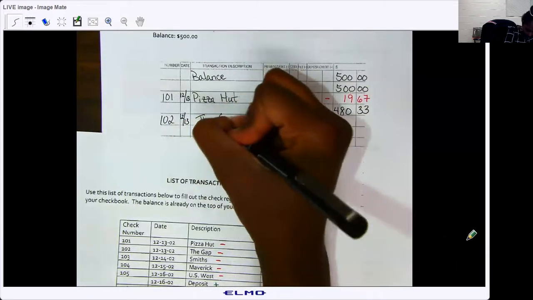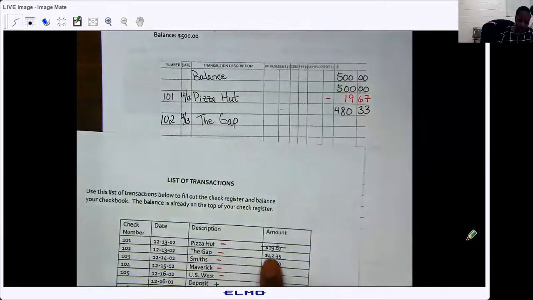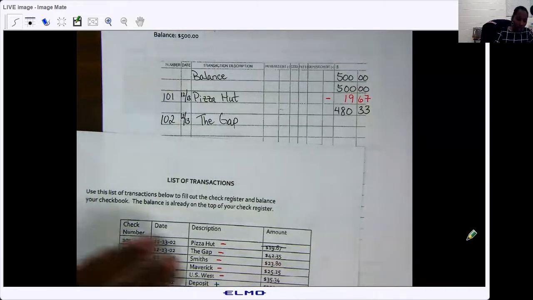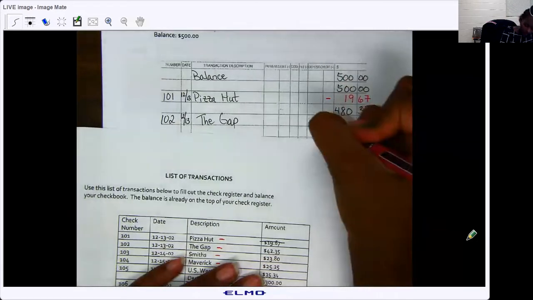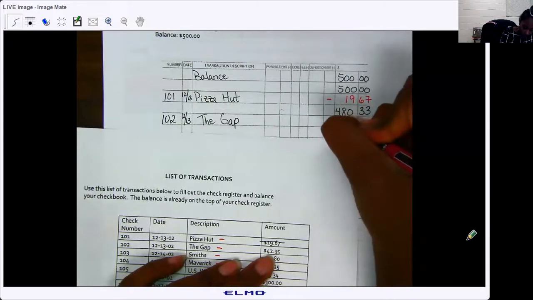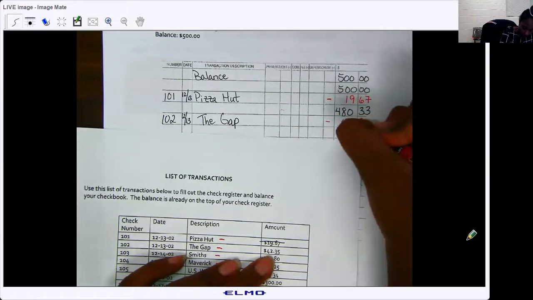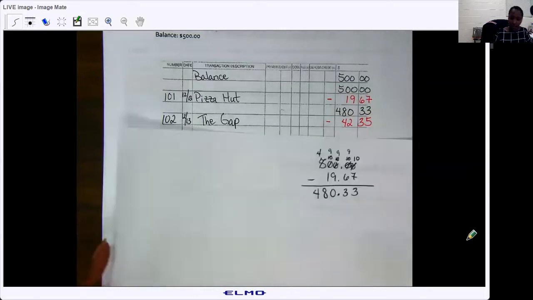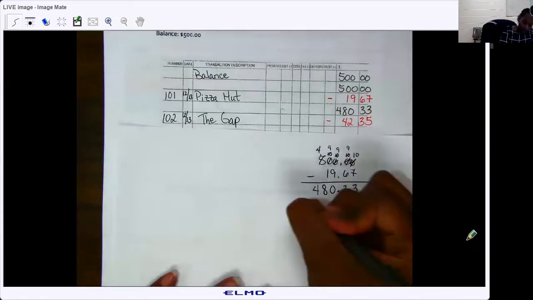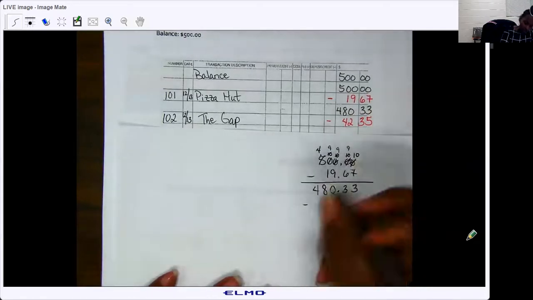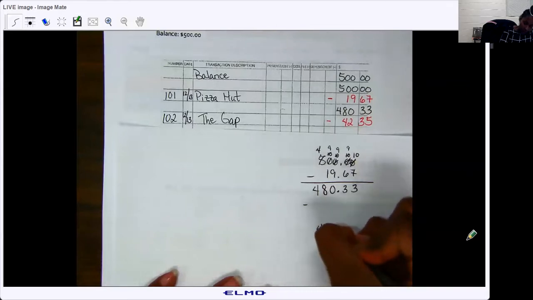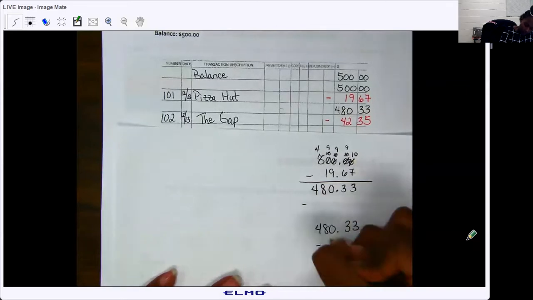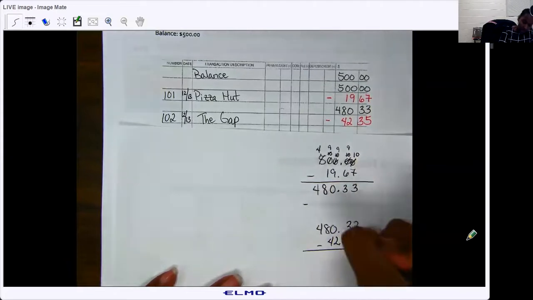The Gap. And we spent $42.35 there. So that's a subtraction. So we're going to subtract $42.35. Okay, I'm going to get my scrap paper and I'm going to subtract. Let's do a little space. $480.33 minus $42.35. I need to borrow.